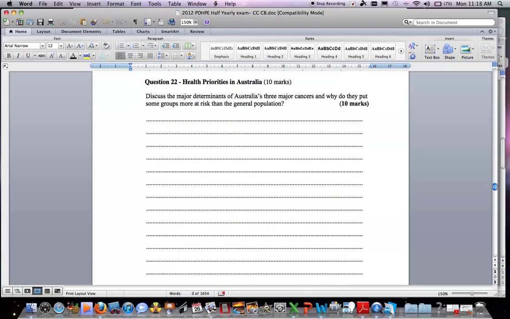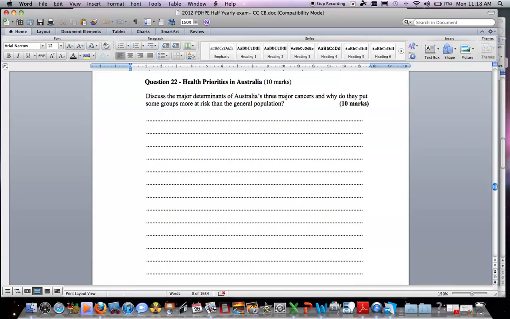Skin cancer, Australia has the highest incidence of skin cancer in the world. Approximately 2 in 3 Australians will be diagnosed with skin cancer before the age of 70. Some of the groups at risk include people who are faced with occupational hazards outside, middle-aged people, fair-skinned people, those are some of the groups at risk.